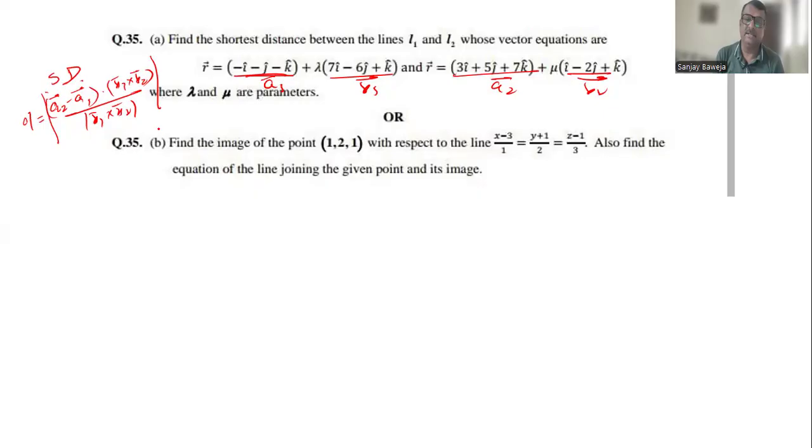So the shortest distance is a simple formula. 35 part B is another good, important question. A line is given to you, and this point 1, 2, 1 is given to you, and you have to find the image of this point.